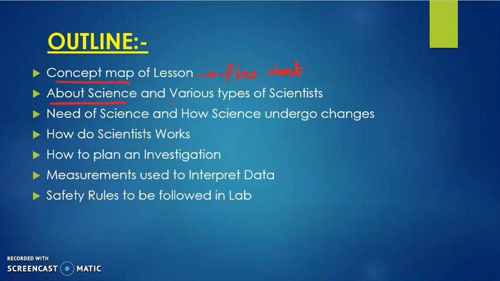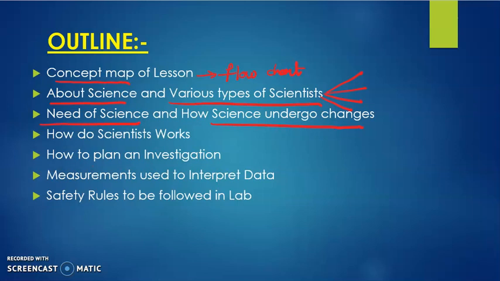And next, various types of scientists. Scientists are related to science only, right? There are various scientists who work continuously on science, not one or two. There are a number of scientists in different fields. They study science continuously. And next, need of science. How is science needed in our daily life, how does science play a main role in our daily life? And next, how science undergoes changes. How will science be modified to develop the technology, to develop the methodology around us?